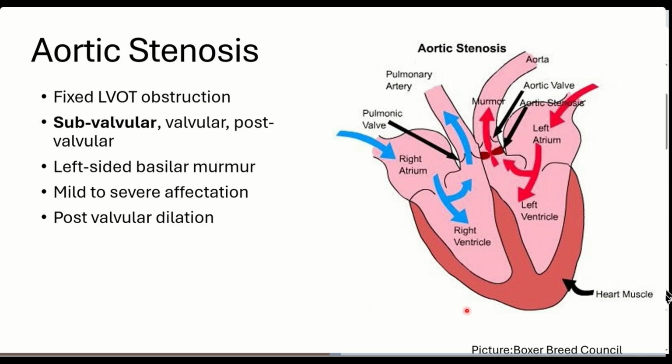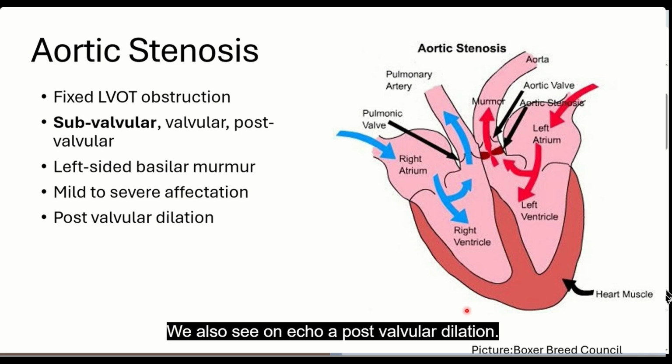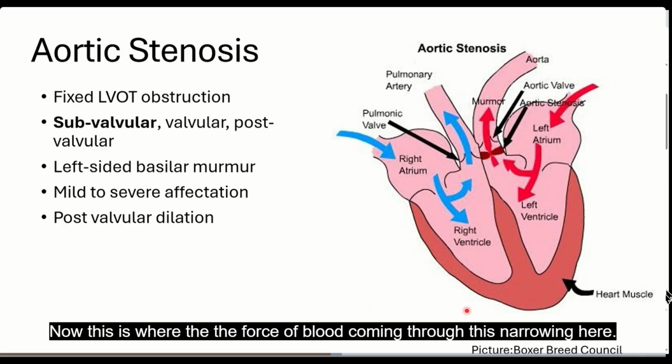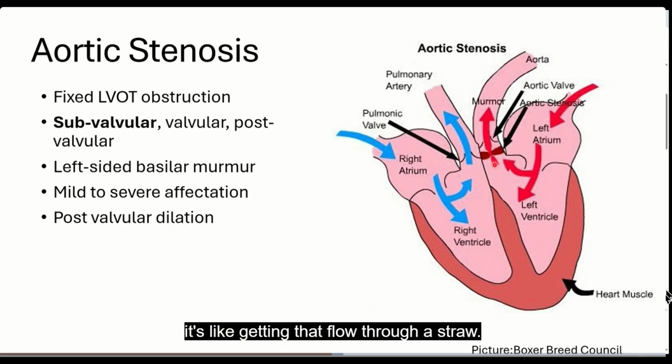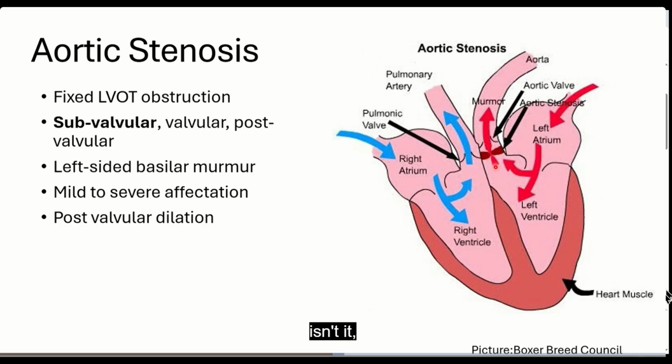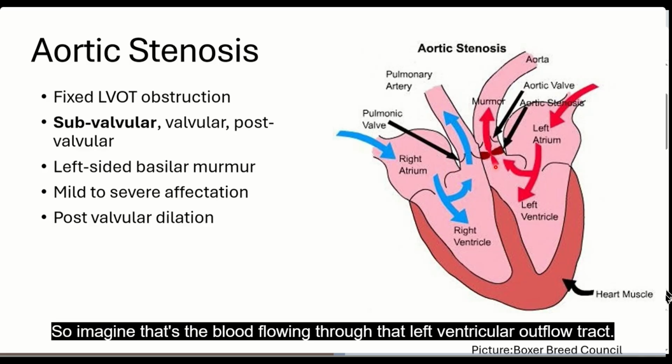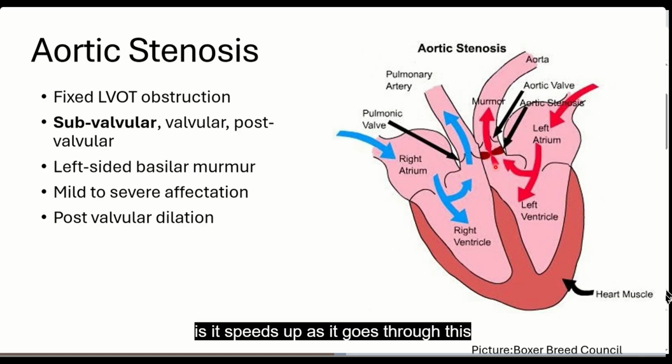We also see on echo a post-valvular dilation. Now, this is where the force of blood comes through this narrowing here. It's like getting that flow through a straw. You know, if you suddenly breathe through a straw, it's really, really hard, isn't it, to take a big lungful in and out. So imagine that's the blood flowing through that left ventricular outflow tract. So what happens is it speeds up as it goes through this stenosis, because it's going through a narrower channel.